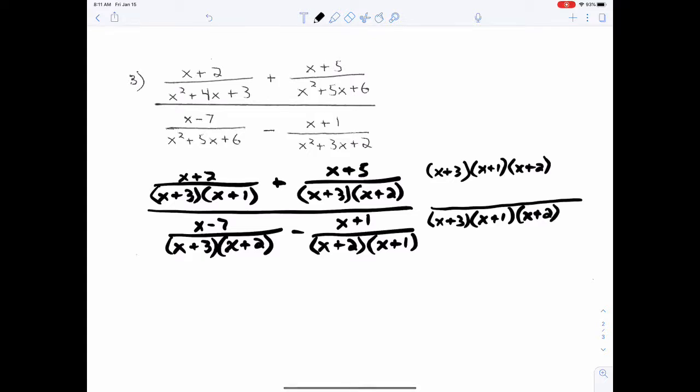Okay, on the bottom, we've got the x plus 3. We've already got that. We've got the x plus 2. We've already got that. We've got the x plus 2. We've already got that. And the x plus 1. So we have every denominator to its largest exponent.